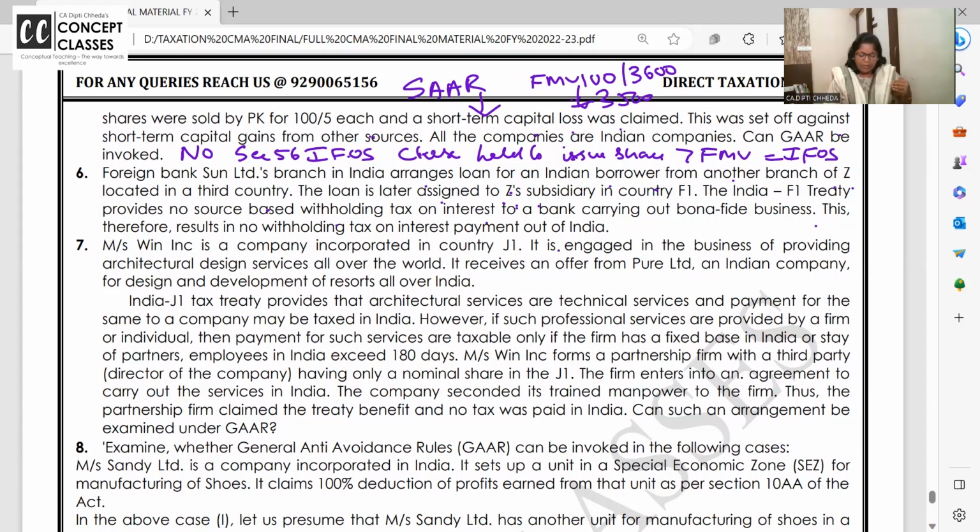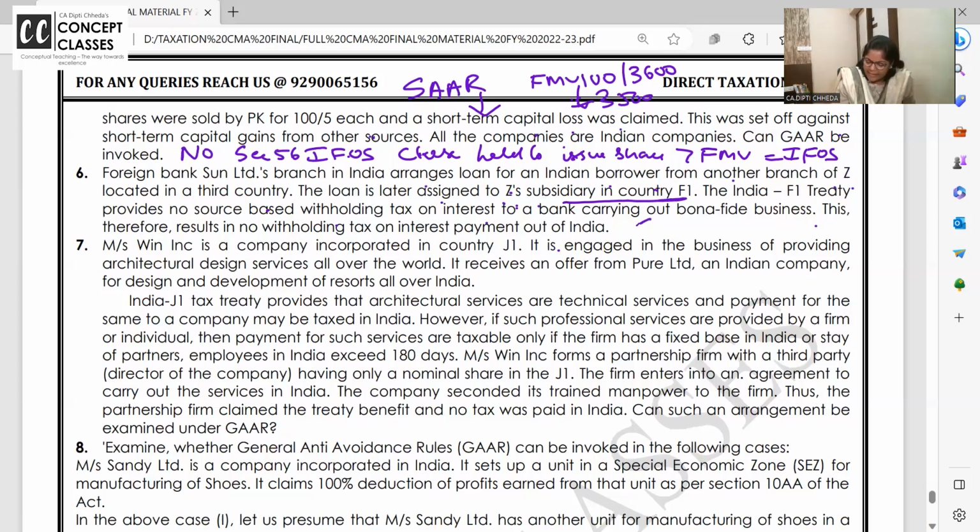मतलब फॉरेन बैंक है Sun Limited, उनका ब्रांच है इंडिया, they arrange loan for Indian borrower. ओके, वो फॉरेन कंपनी क्या करती है, it is giving loan for Indian customer through a branch, बैंक का एक ब्रांच है Z Limited. Should I draw diagram or clear? We are taking loan from Sun Limited's branch Z Limited, so we have to pay interest to Z. But Z ने क्या किया, assign कर दिया लोन को to subsidiary which is in F1 country, and between India and F1 country there is treaty, nothing is taxable. So this is not being caught up.